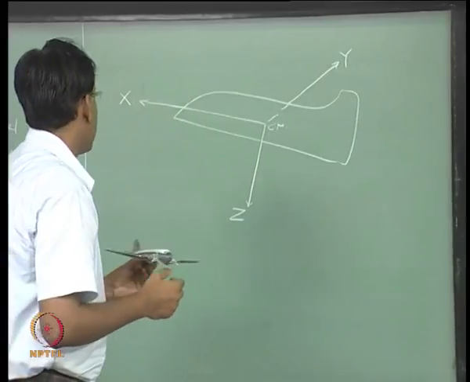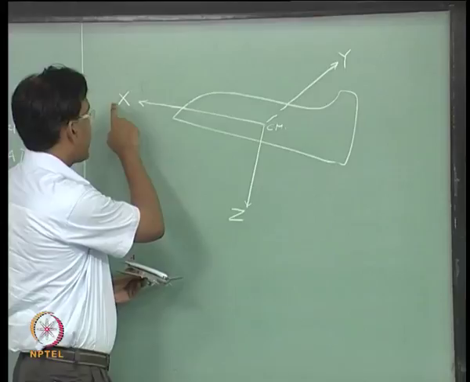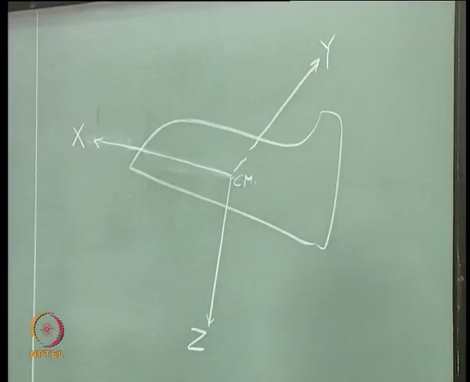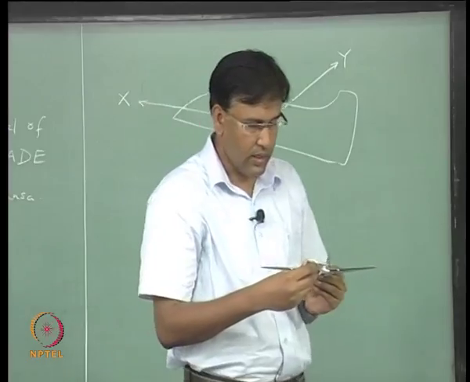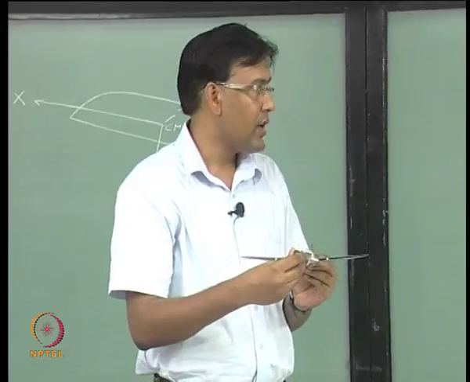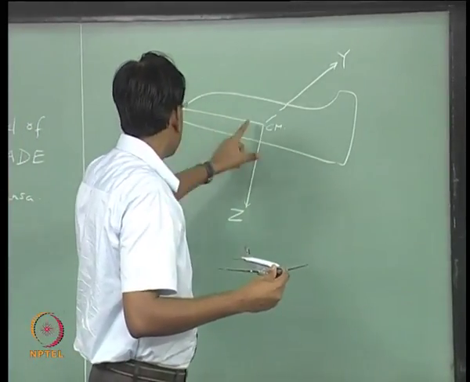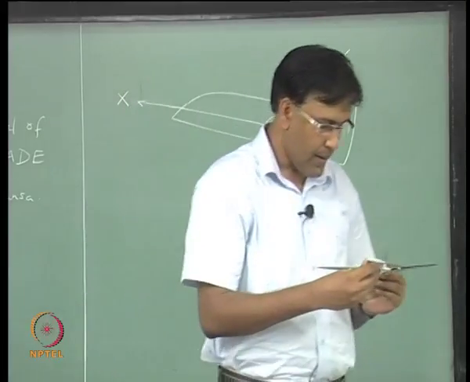In that plane, this z axis is defined as perpendicular to the x axis. Y axis completes the orthogonal coordinate system. So, y axis is perpendicular to x and z axis.